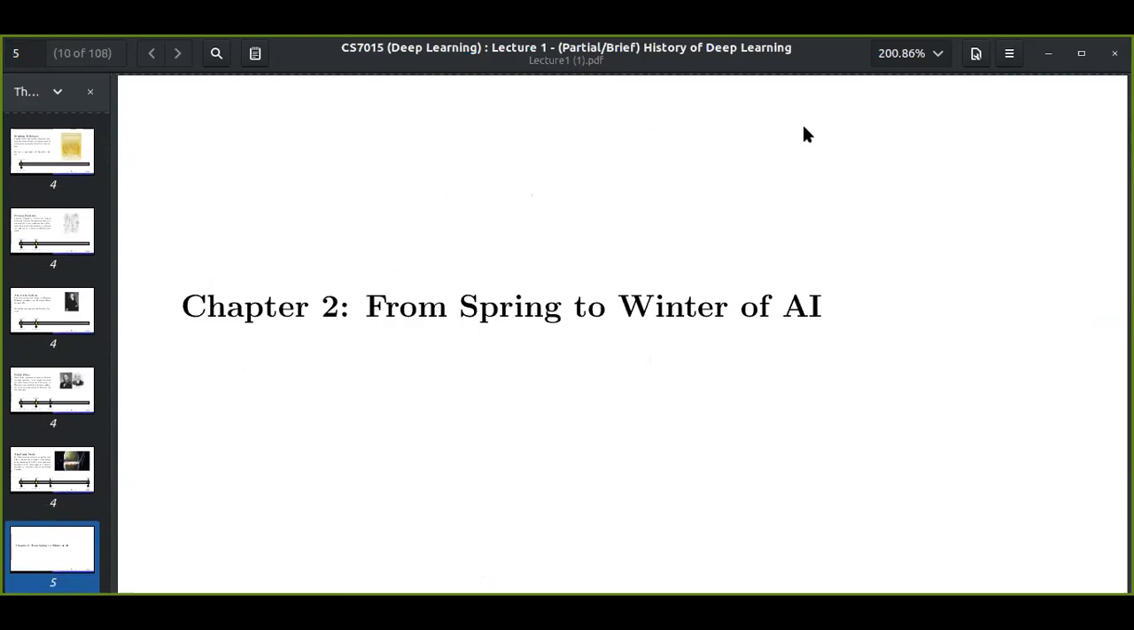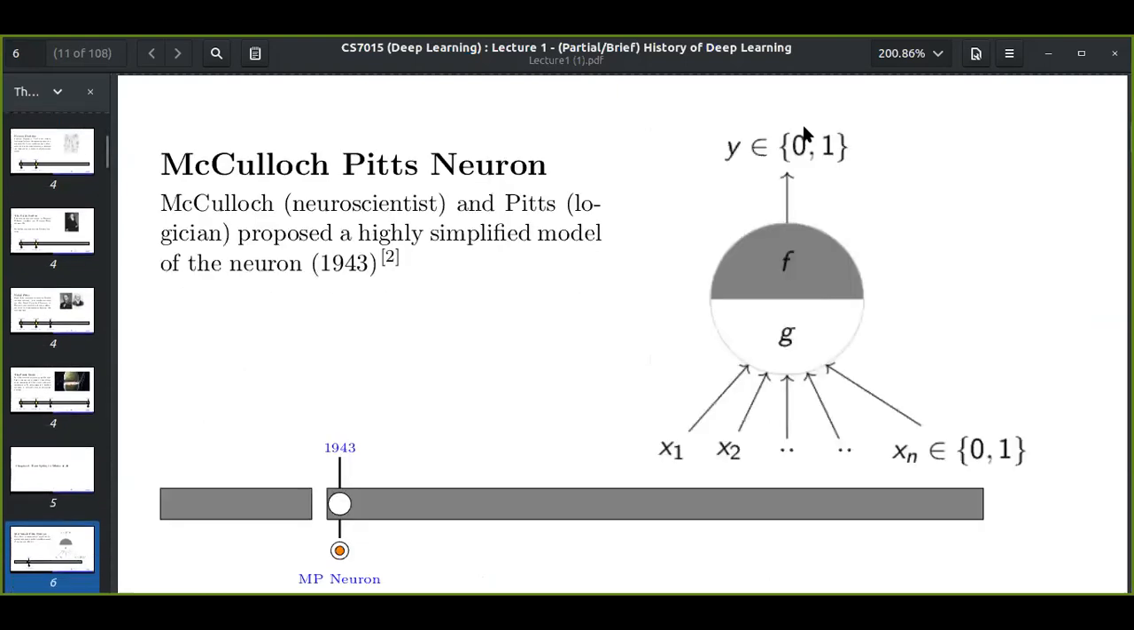Now we'll see what happens in artificial intelligence, that means modeling of these neurons. The first such model came as the McCulloch-Pitts neuron, back in 1943. It is a highly simplified model. In that case, we have a set of inputs, that means x1, x2 to xn.